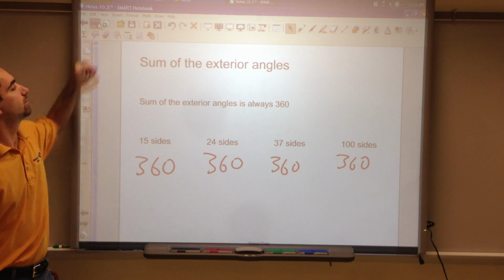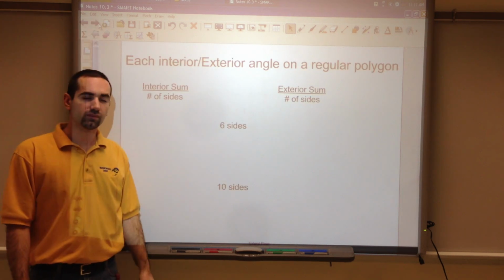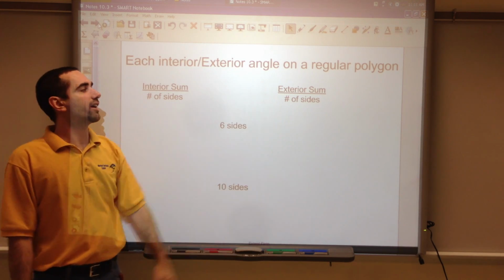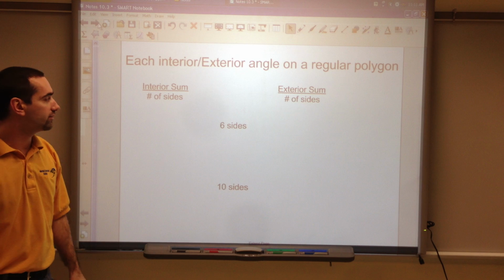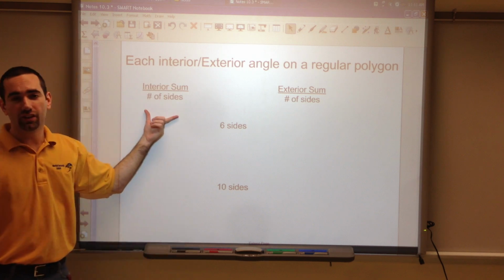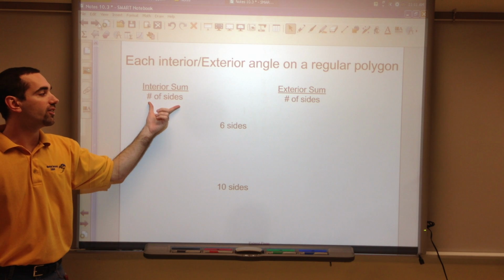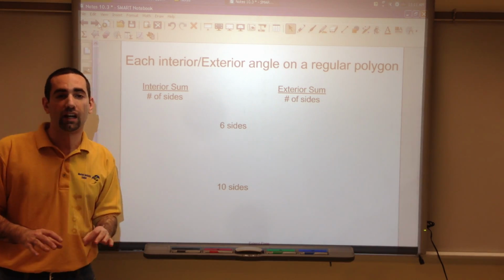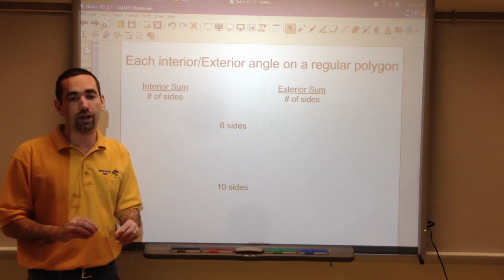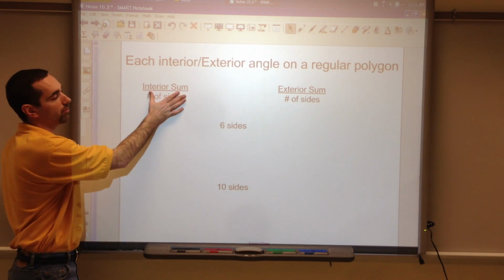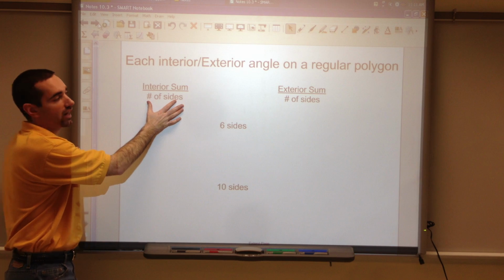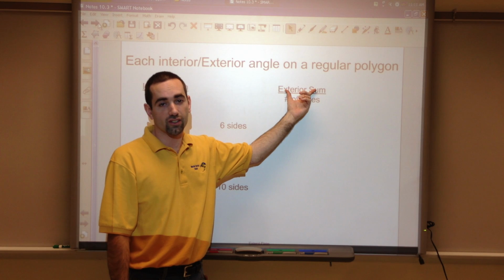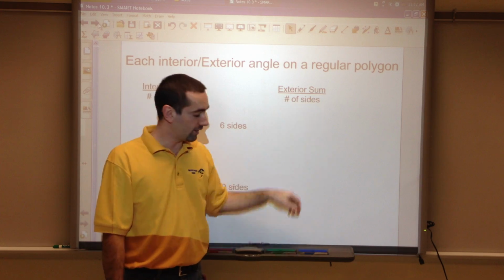Now let's look at each interior and exterior angle of a regular polygon. The idea is fairly simple. To find the interior angle, this is on a regular polygon. Remember, on a regular polygon, all of the angles are congruent. I take the sum, I divide by the number of sides. To find the exterior angle, I take the exterior sum, divide by the number of sides.